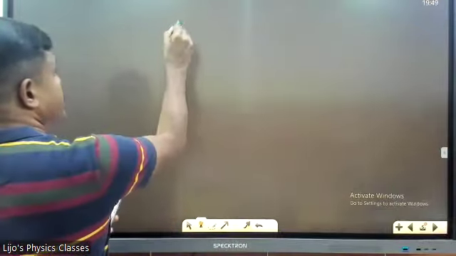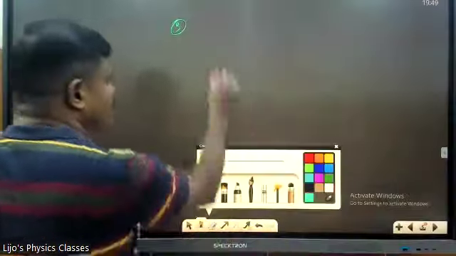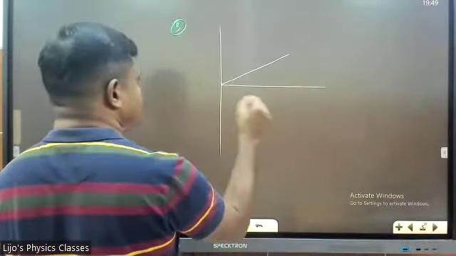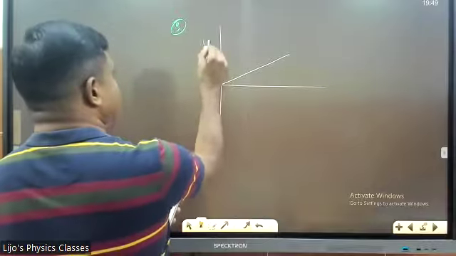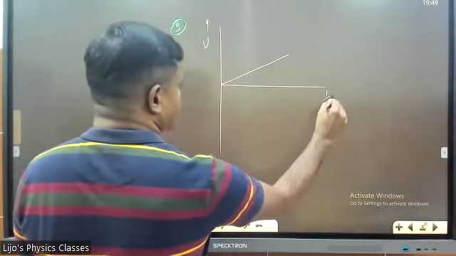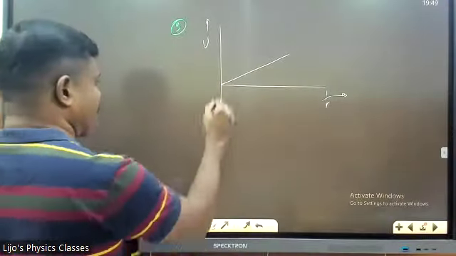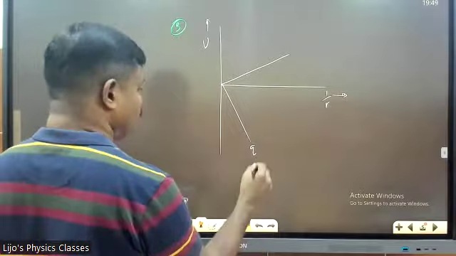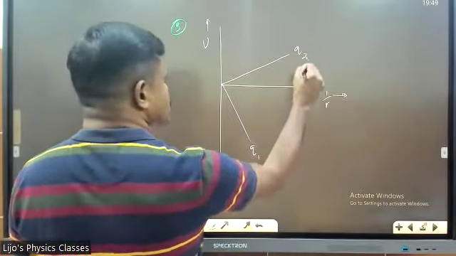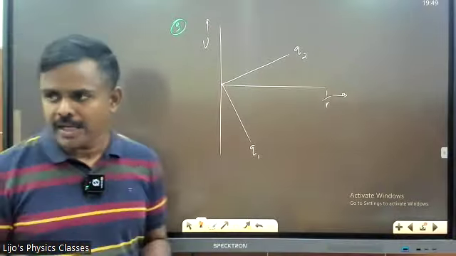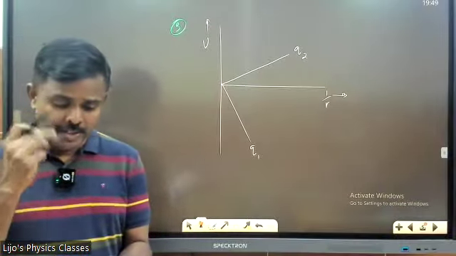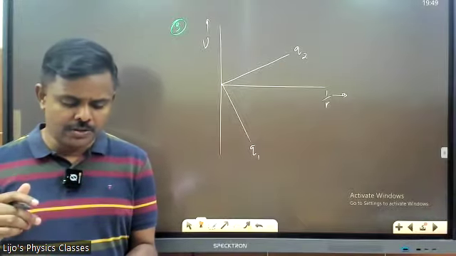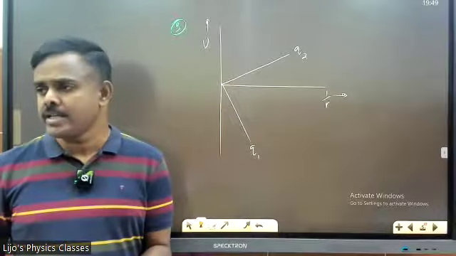Draw the graph like this. It is given. Here they have taken V, and here they have taken 1 by R. It's a V versus 1 by R graph. They have given you two graphs, one for Q1 and one for Q2. Now, what is the question? What are the signs of the two charges? Which of the two charges is larger in magnitude and why?